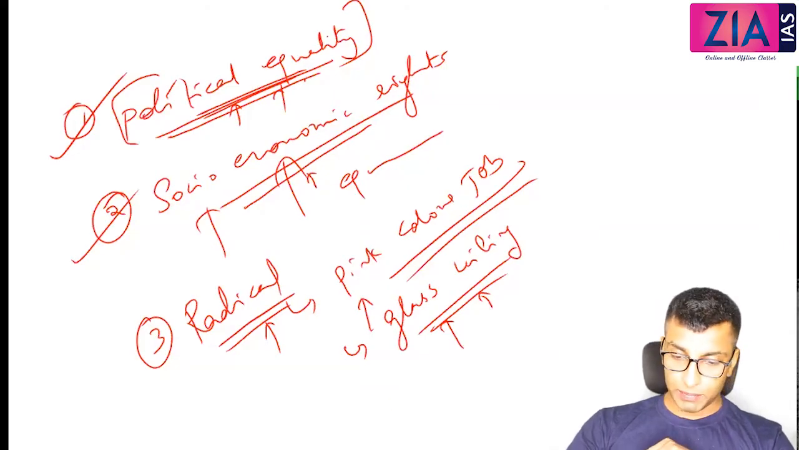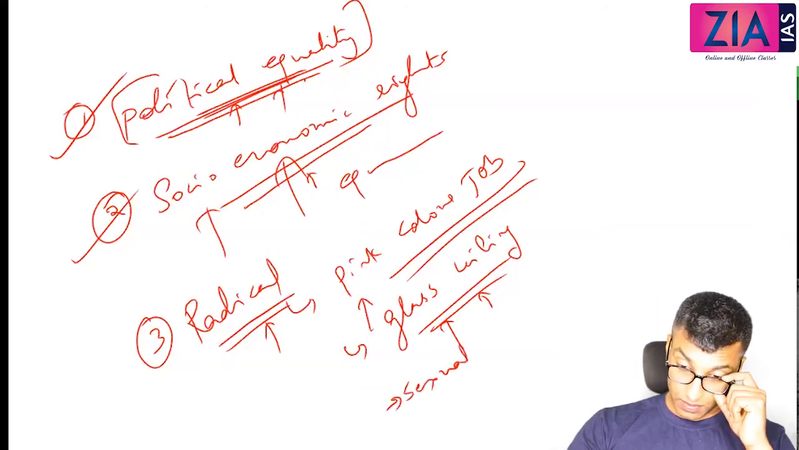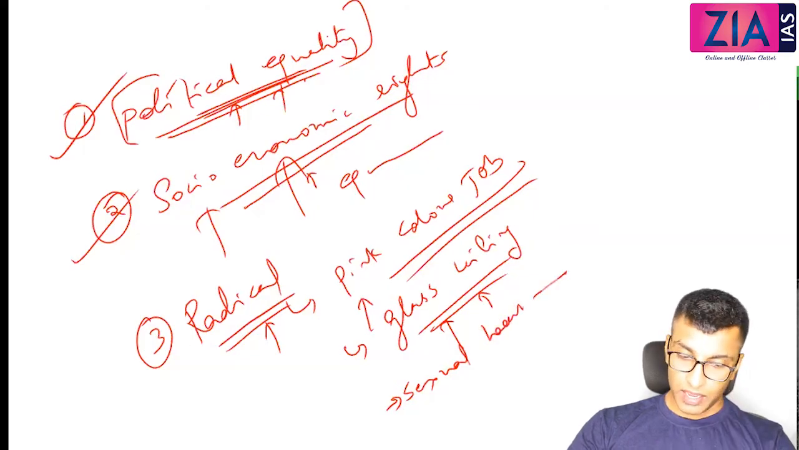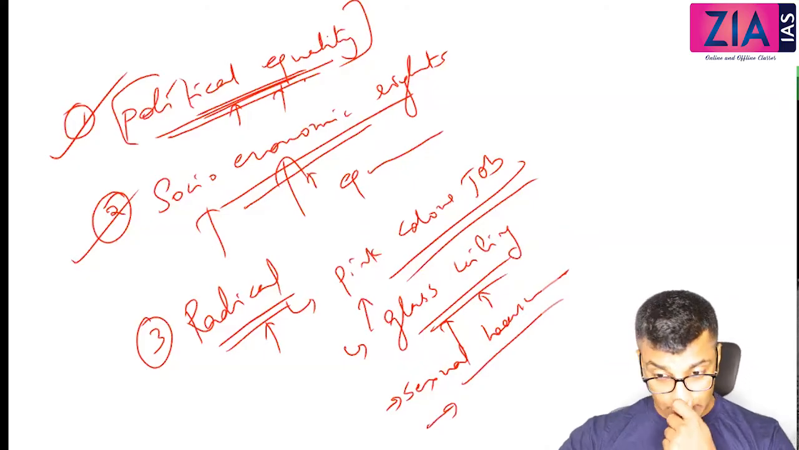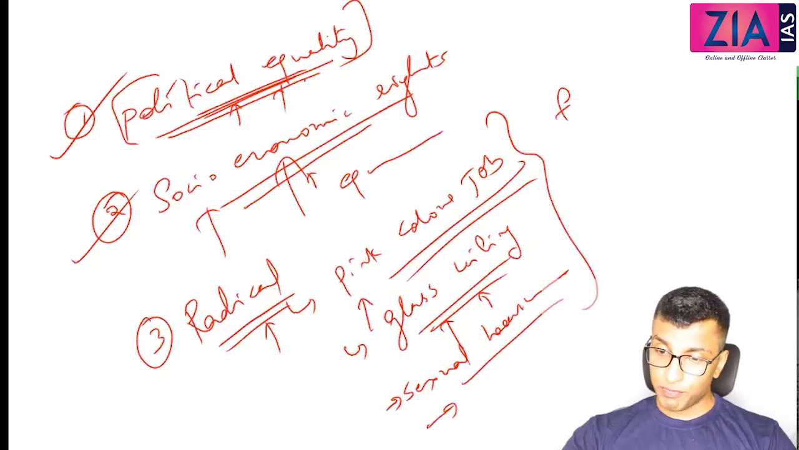Okay, sexual harassment, eve teasing, all these, acid attack. Feminization of agriculture, feminization of poverty, all these you can write.